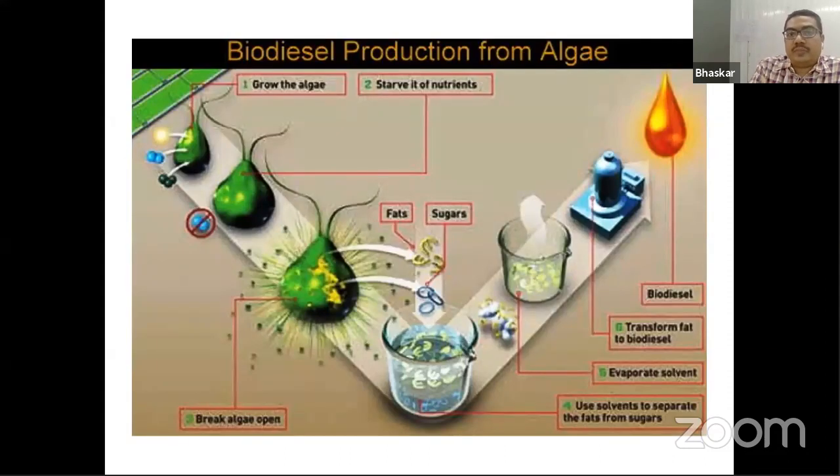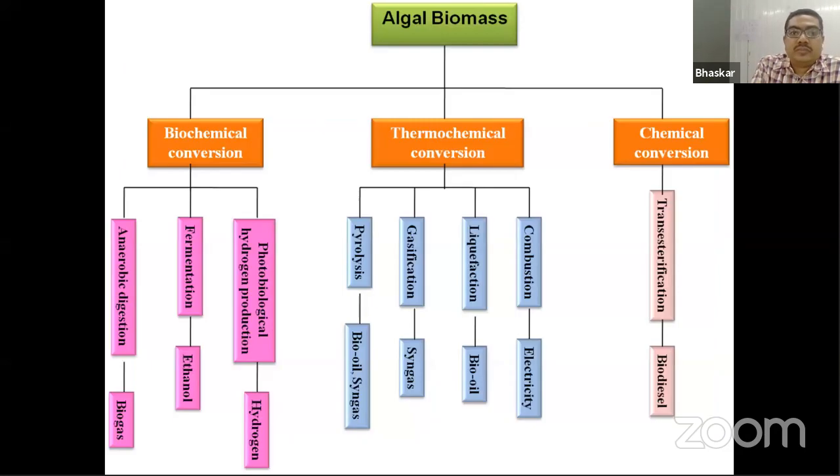So this is the process of biodiesel production from algae. Algae, if we devoid them of certain nutrients like nitrogen and phosphorus, what it does, it starts accumulating more of oils in its cells. So that is our focus area. So with more of oil, we can have more of biodiesel. The yield will be higher. So these are the processes of biochemical conversion, thermochemical conversion, and chemical conversion.